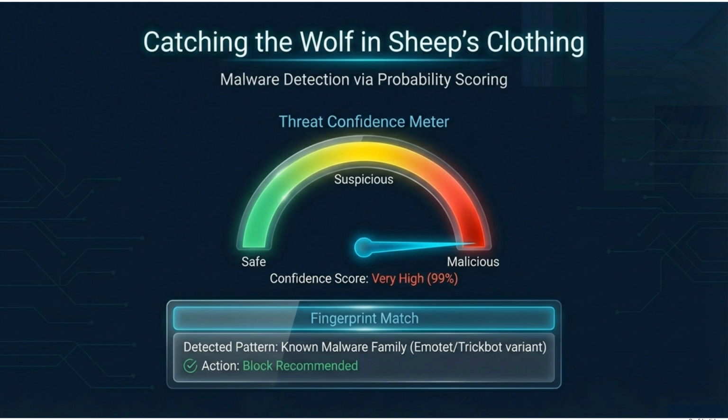This deep visibility means you can catch the wolf in sheep's clothing. EVE performs malware detection via probability scoring, using a threat confidence meter that classifies traffic as safe, suspicious, or malicious. For example, if it detects a known malware family like an Emotet or TrickBot variant via a fingerprint match with a, quote, very high 99% confidence score, it will immediately recommend a blocking action.